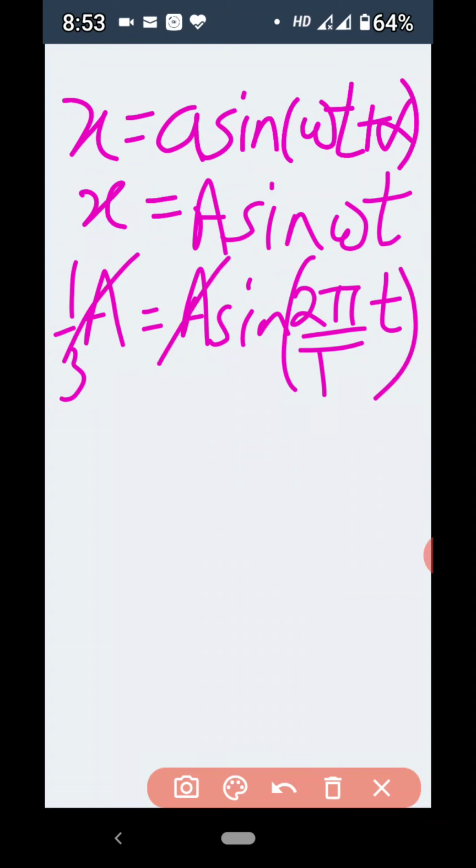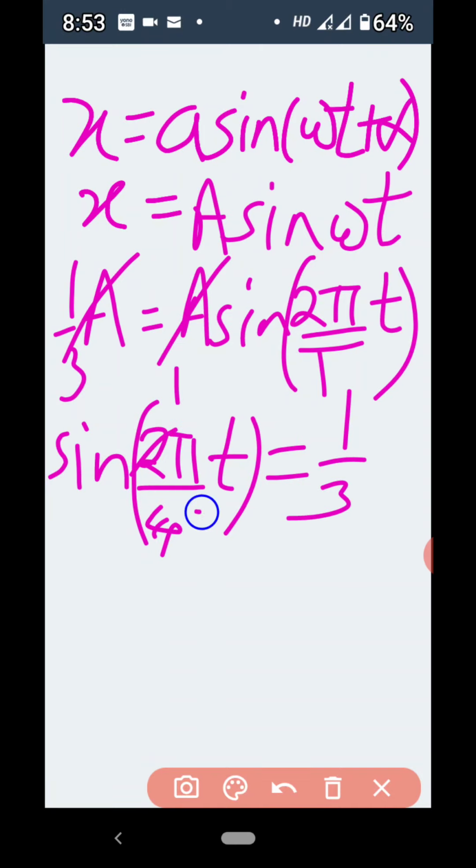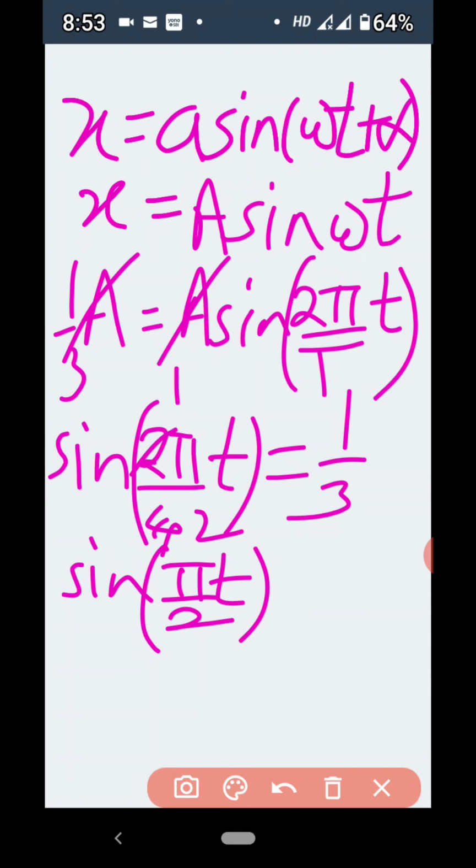Now this amplitude A and this A get cancelled. Now what remains over here? Sine of 2 pi t upon T is equal to 1/3. Now put the value of this big T, which is 4 seconds. So 2 pi upon 4 into small t. 2 ones are 2, 2 twos are 4. So sine of pi t upon 2 is equal to 1/3.